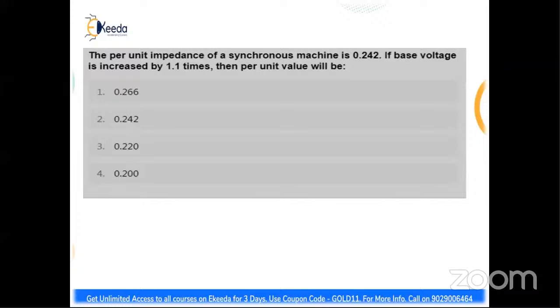Okay, so now the per unit impedance of a synchronous machine is 0.242. If the base voltage is increased by 1.1 times, then the per unit value will be, right? The per unit impedance of the synchronous machine is 0.242. If the base voltage is increased by 1.1 times, then the per unit value will be, then we can write like this, that is solution.